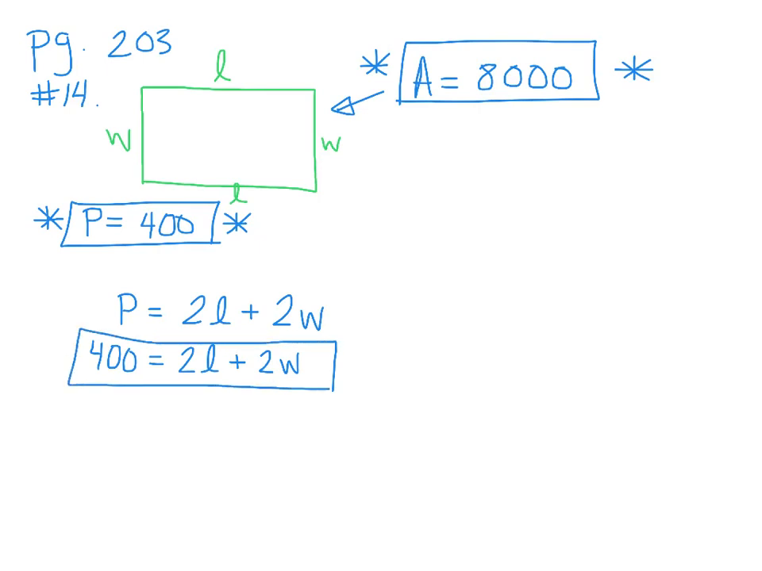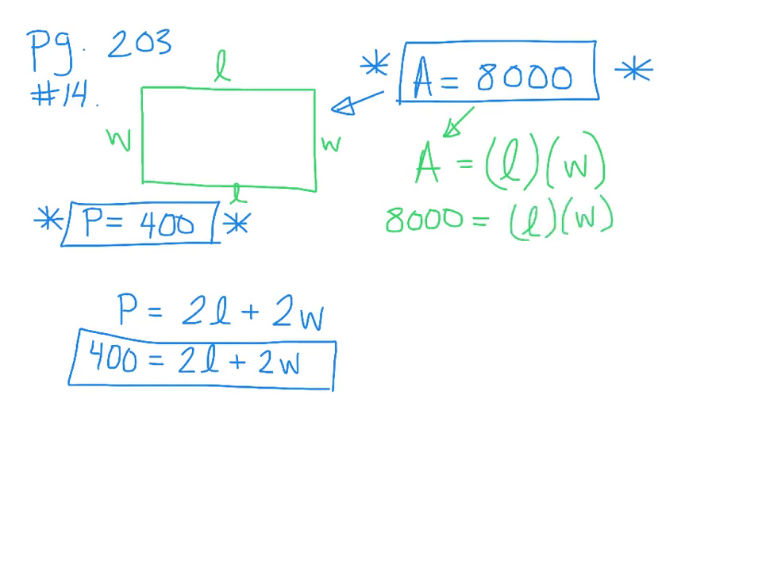Then on the other hand, how do you find the area of any rectangle? The area of any rectangle can always be found by doing whatever the length is times whatever the width is. But we know that the area of this thing is 800. So 800 is equal to whatever the length is times whatever the width is. So we have two equations and two unknowns. We have this second equation here, and we had this first equation here.